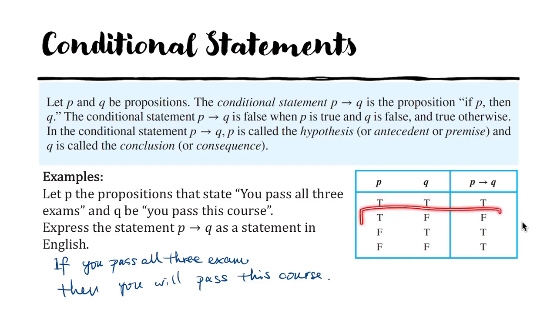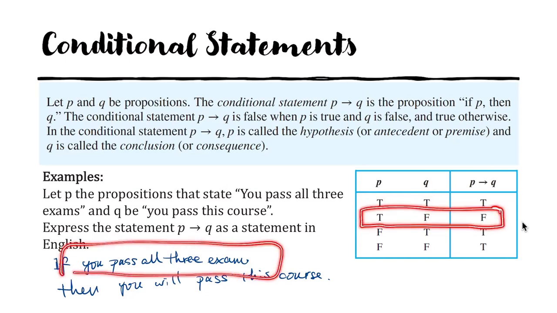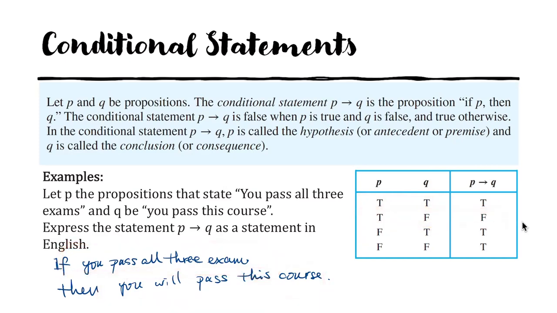Now what happens in the scenario when P is true and Q is false? This is when the student passes all three exams but did not pass the course. Can that happen?